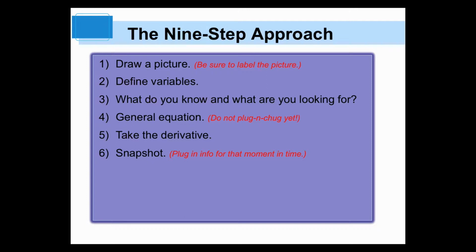It might be, for instance, as the ladder slides down the wall, how fast is he going when he's 10 feet off the ground? Or how high off the ground is he when he's doing negative 10 meters per second? That's really fast, but just as an example, that would not end well. Okay. Step 7, solve. Do the math.